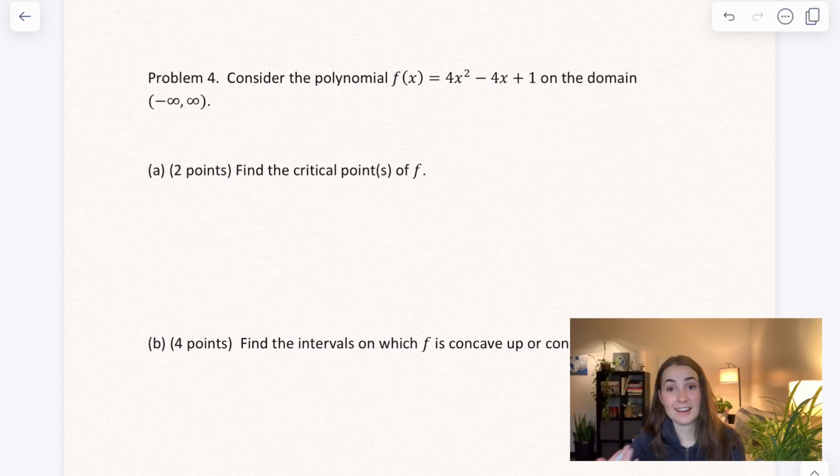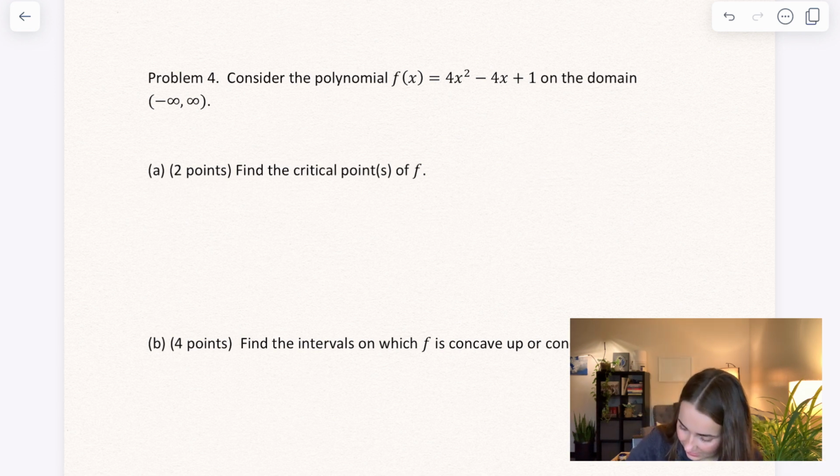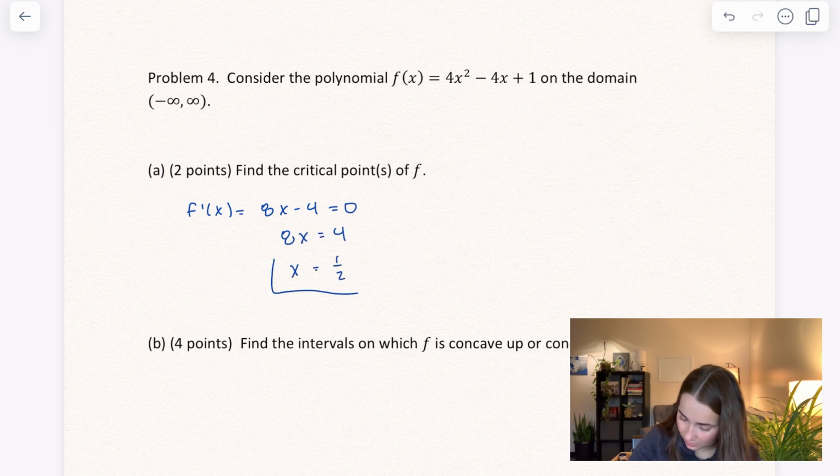Okay, so we got a theme going on here. We have a polynomial, and we want to go ahead and find the critical points. So let's go ahead and take the first derivative. f prime of x is going to be equal to 8x minus 4. Set that equal to 0. We get 8x is equal to 4. Divide both sides by 8, and we get a half. And that is our critical point.